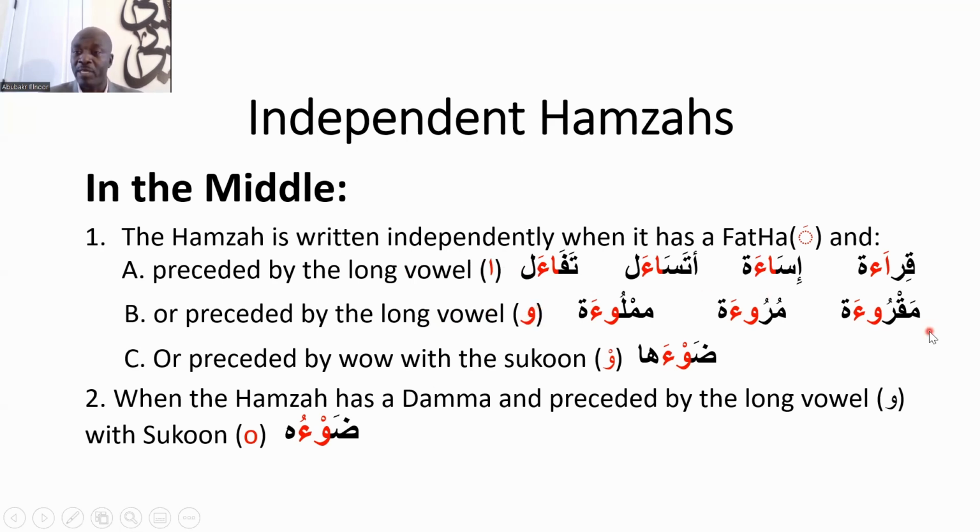And let's do some readings here. Maqru'ah, maqru'ah. Maqru'ah is read. Something is being read by someone, because I read a book, so the book will be maqru, kitab maqru.